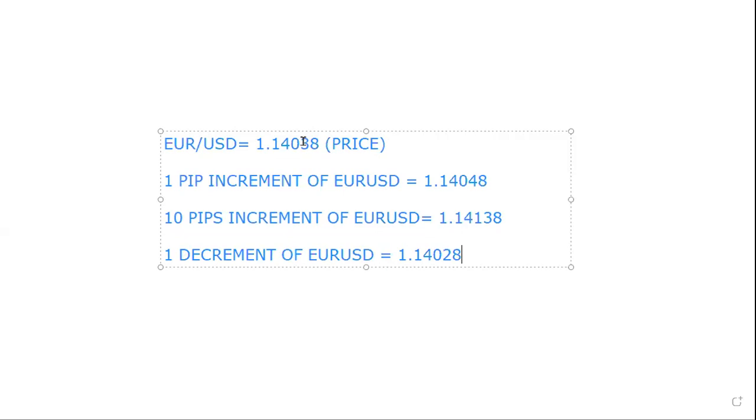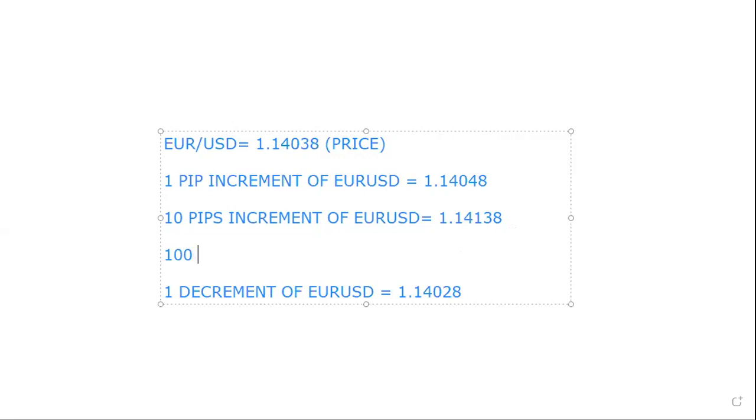If the fourth digit moves up to 9 and keeps going above 9, then the third digit will be affected. Likewise, let's talk about 100 pips. When we have a 100 pip increment of Euro USD, it will be 1.15038.